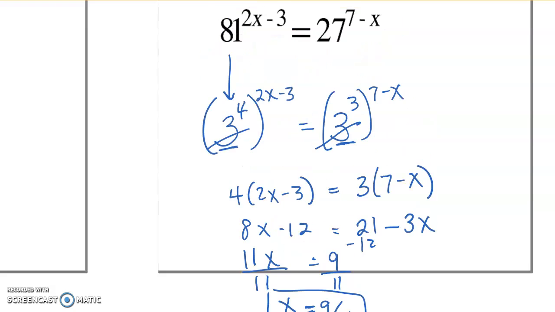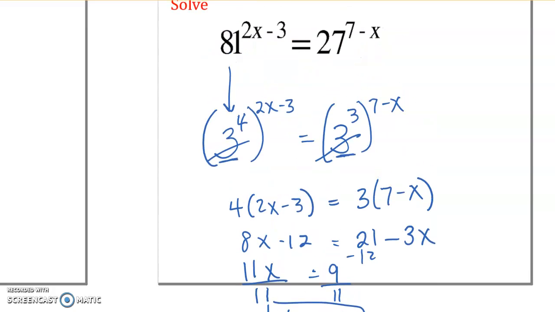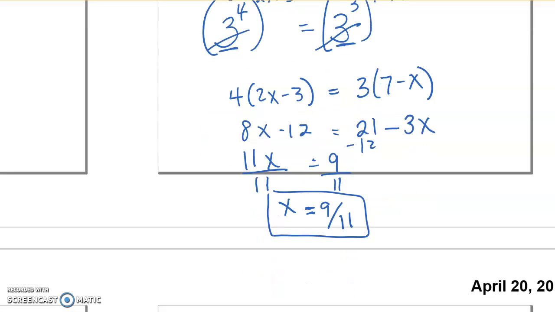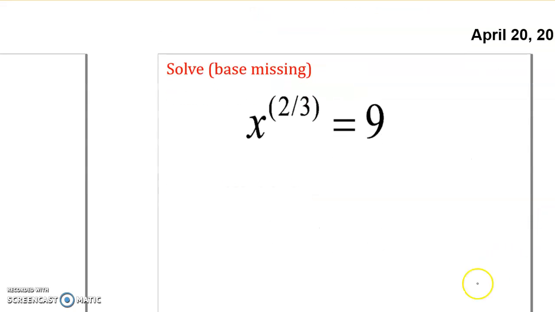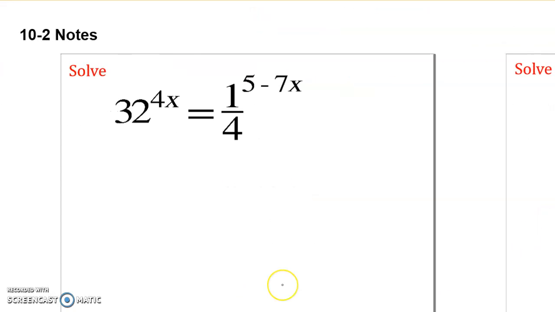Okay, just checking that I did everything right. 8x minus 12, 21 minus 3x. Perfect. Okay. So then we get 9/11ths. Okay. And now we have to come to this one. So go ahead and take a second and look at the problem.